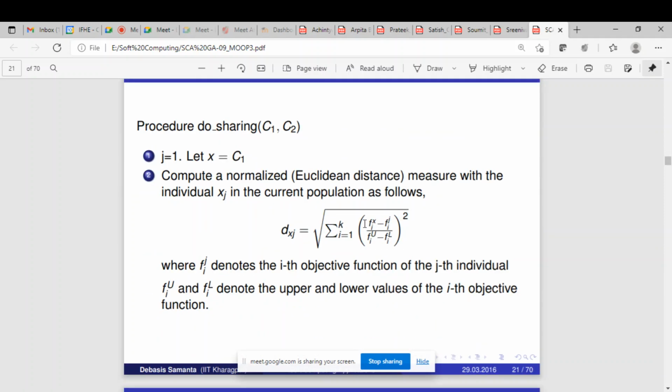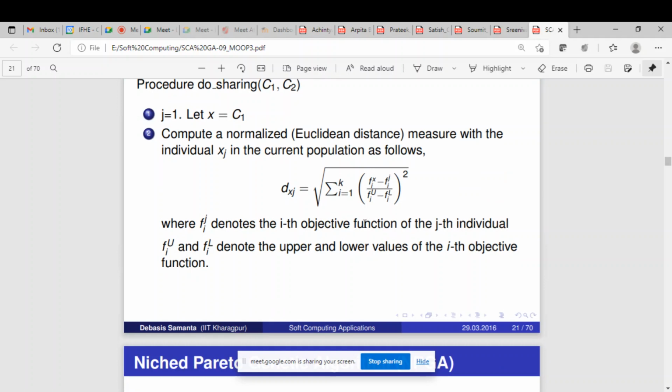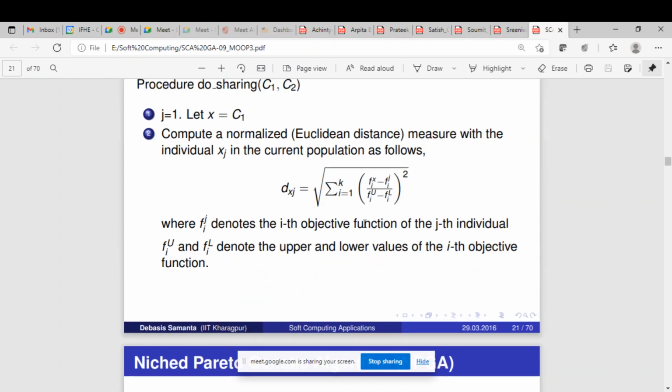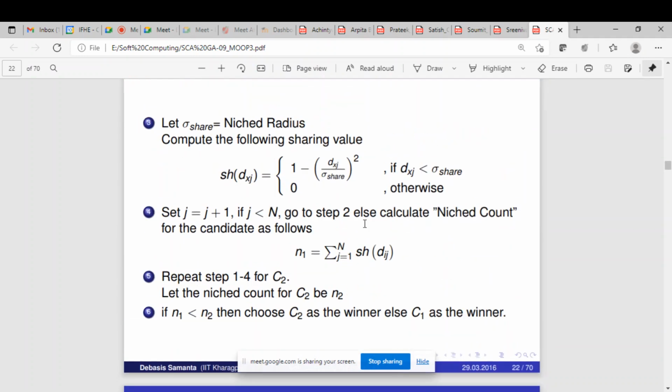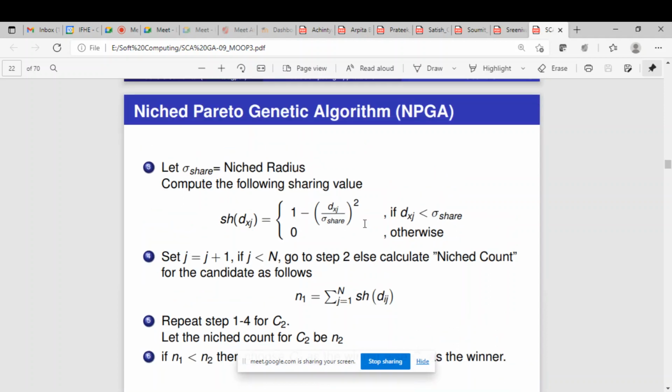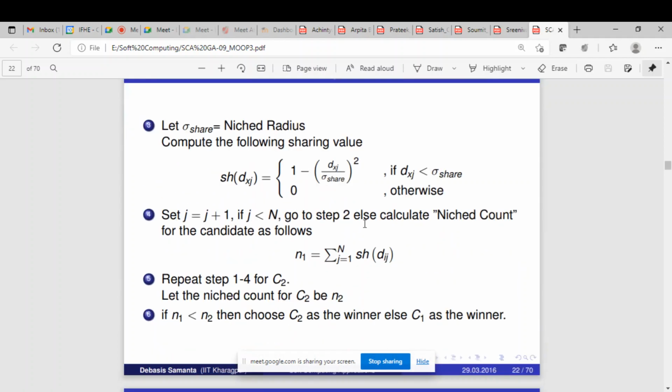So how is niche sharing done? There is an algorithm, and based on that algorithm the niche value will be calculated. Basically we will calculate a value for both the solutions C1 and C2. The niche value that you calculate for C1 is called N1 and that you calculate for C2 is called N2. Then finally you have to compare which is larger. If N1 is less than N2, then we say that C2 is the winner. Otherwise C1 will be the winner.